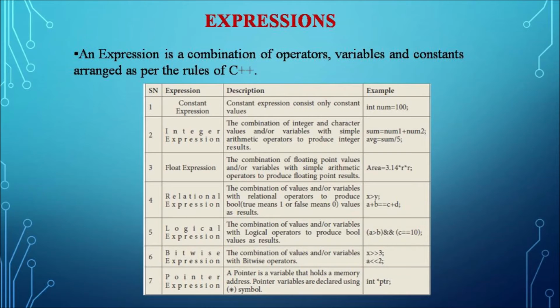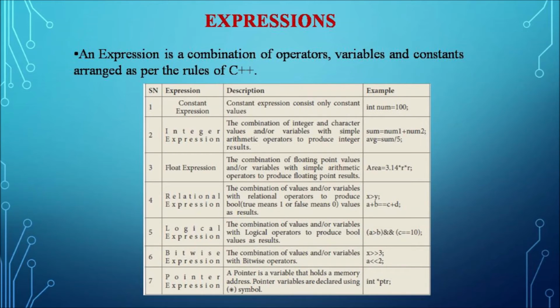An expression, we can say, is a combination of operators, constants and variables, and all these are arranged as per the rules of C++. So that is the main thing. Whether it is a combination of operator and variable or operator and constant, whatever it may be, all these combinations are arranged based on the rules of C++. And it can also have a function call which returns some values. So all the function calls can also be used here.